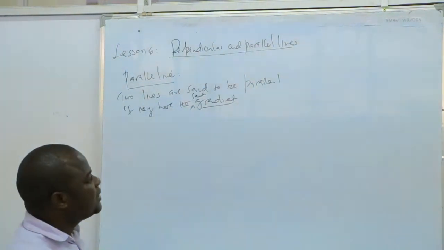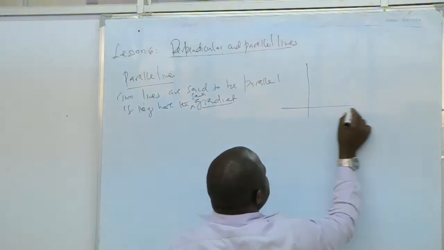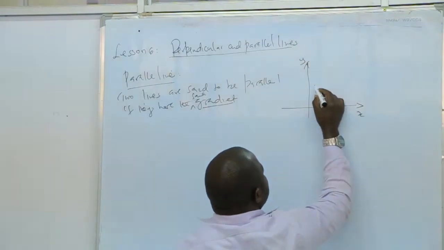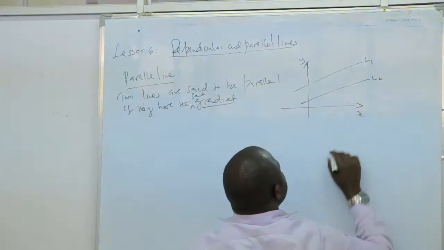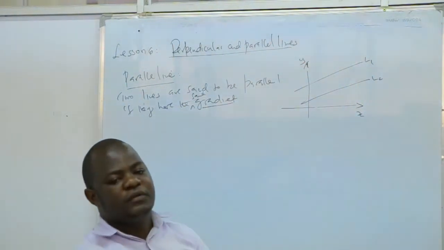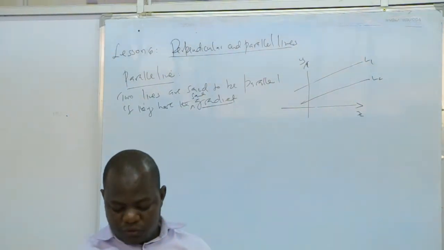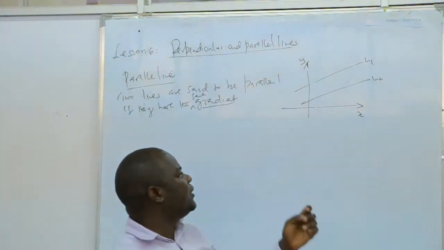So the concept is, if I have two lines, I've plotted my lines. This is x, this is y, this is the line, this is another line. This is L1, this is L2. These lines are parallel. They will never meet. So if they don't meet, then they have the same what? The same gradient.